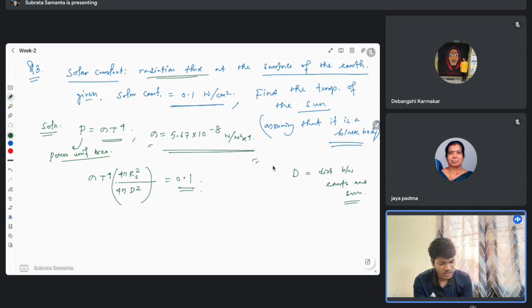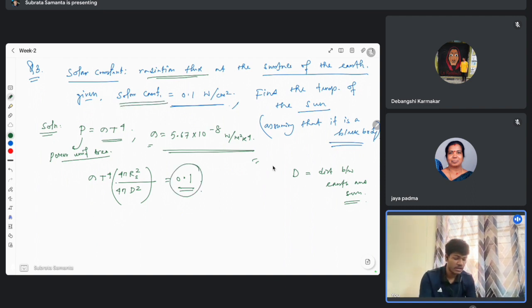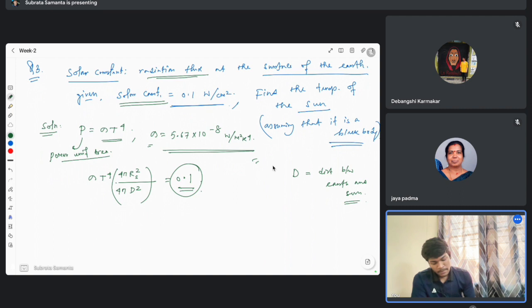So that is actually the given solar constant, the radiation flux at the surface of the Earth. Okay, so this is the solar constant, and it is equal to 0.1.